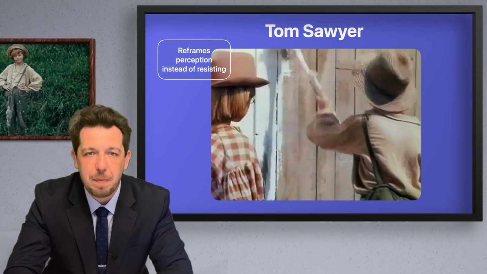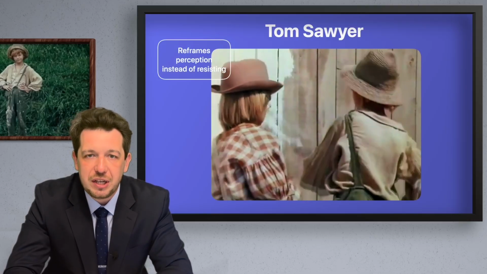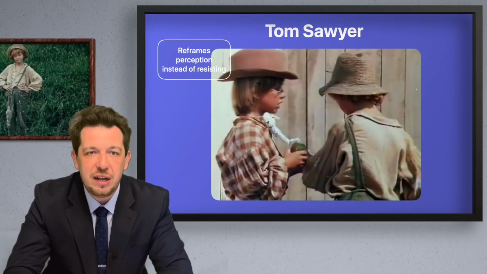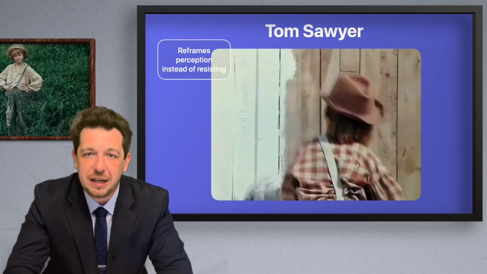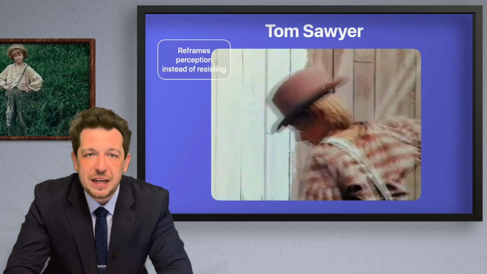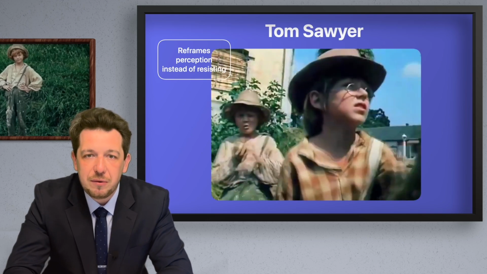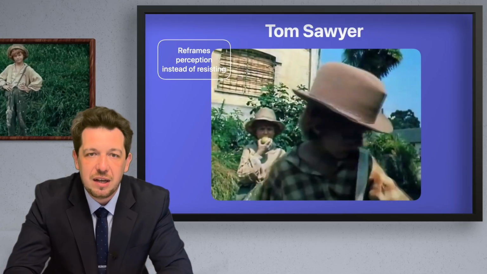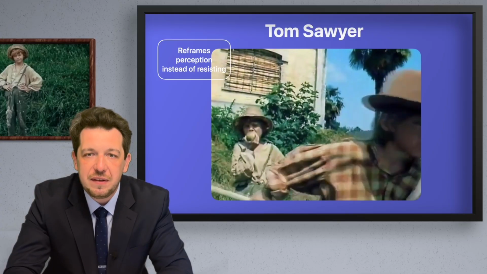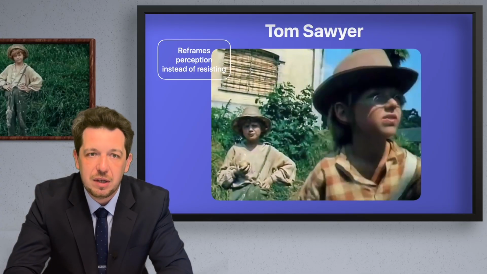Intelligence over power. Tom has no authority, no physical advantage, no way to refuse the punishment. He doesn't resist the system directly. Instead, he reframes perception. He wins through social awareness, performance, and psychological insight. Like Odysseus, he changes the terms of the situation.